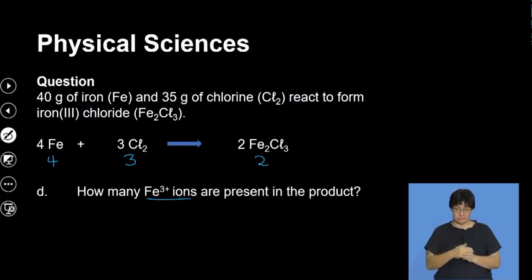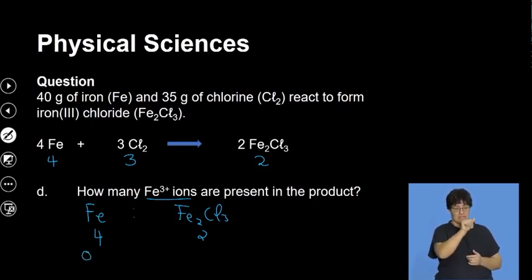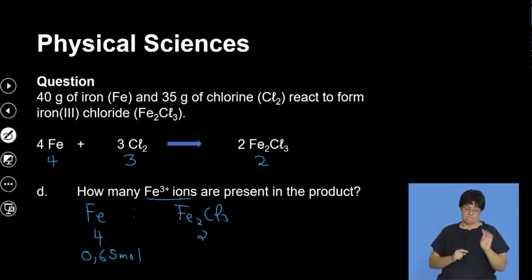How many moles will be formed? So 4 of iron forms 2. The ratio of iron to iron(III) chloride, Fe2Cl3, is 4 produces 2, right? So how many moles of iron did react? We said 0.65 moles. So 0.65 will form half that, because 4 forms 2.